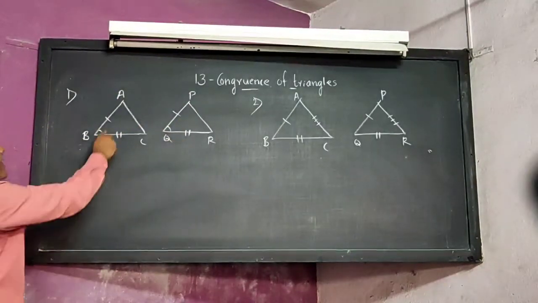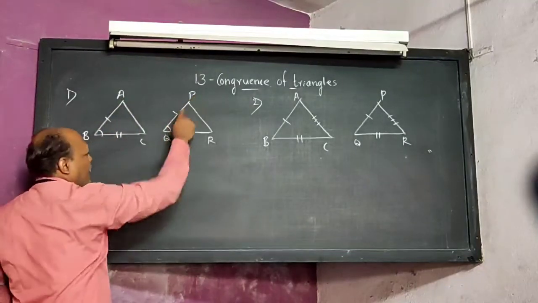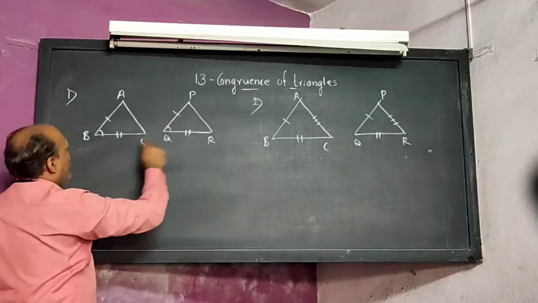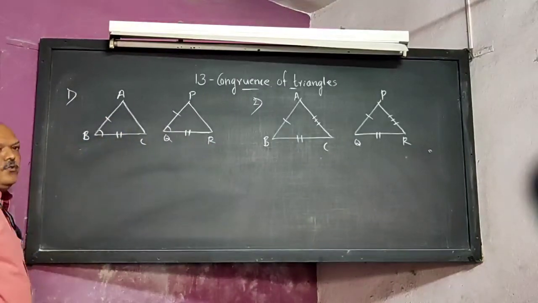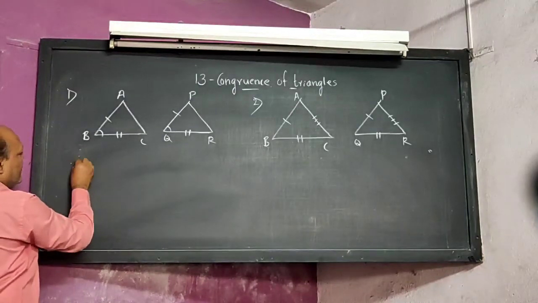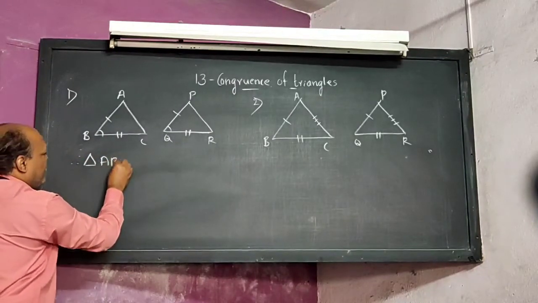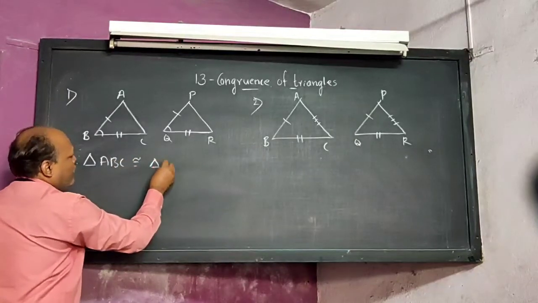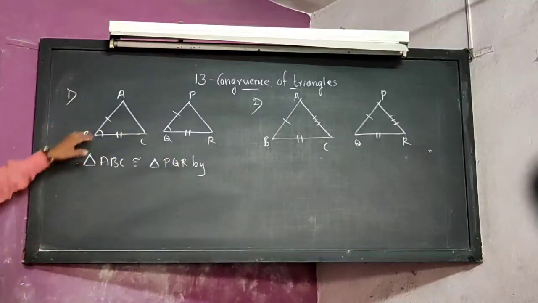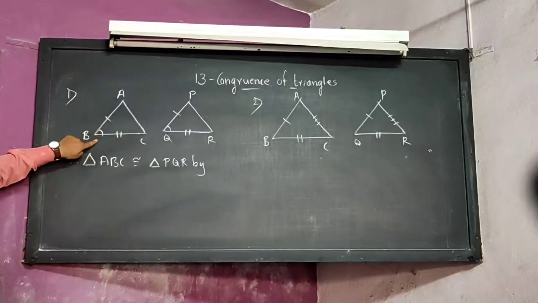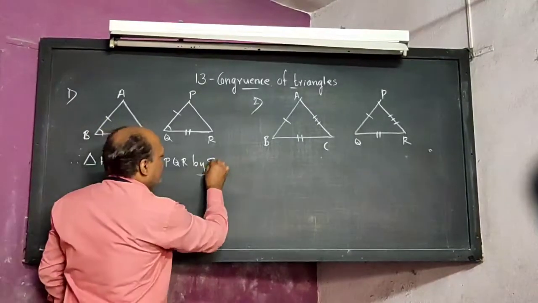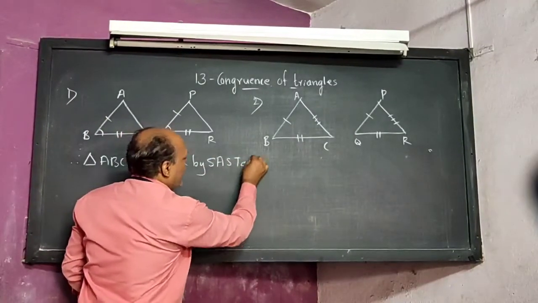Here the similar marking means AB is congruent to PQ. Here you can see the two lines, that is BC is congruent to QR, and between these two sides one angle is included, that means angle B is congruent to angle Q. That means we can say that triangle ABC is congruent to triangle PQR by the test. Here, between the two sides one angle is included, that means side angle side, we say as SAS test. What do we say this? SAS test.